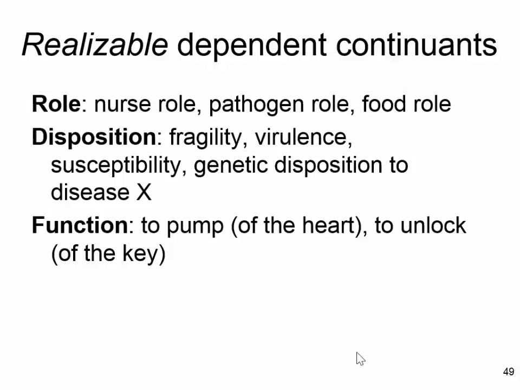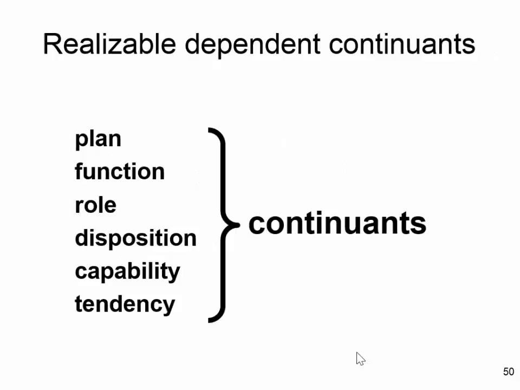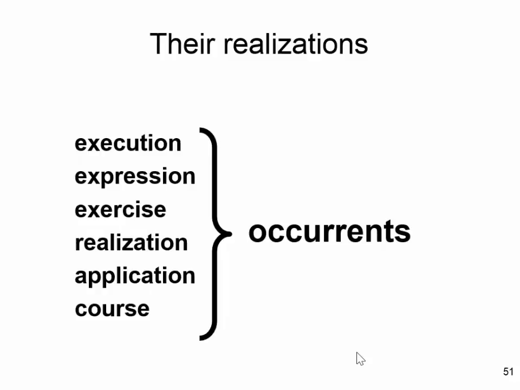So pumping, unlocking, grasping, seeing, hearing. And we say that functions are special kinds of dispositions. And we'll come to that in a minute. So these are examples of realizable dependent continuants, and they're all continuants. They all endure through time, and they get realized in processes of executing, expressing, exercising, manifesting, and so on.